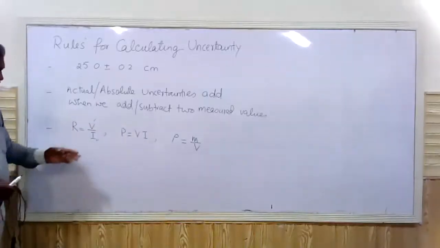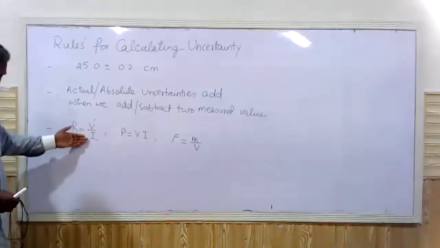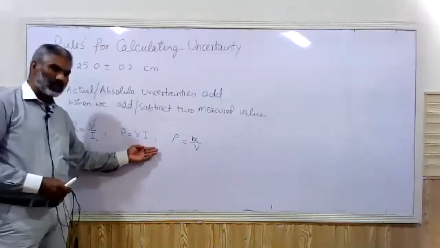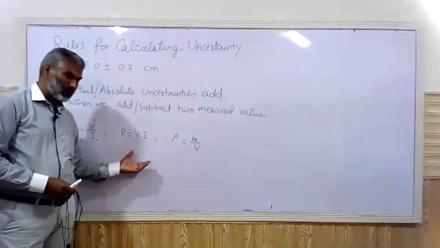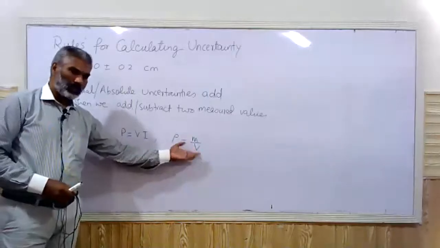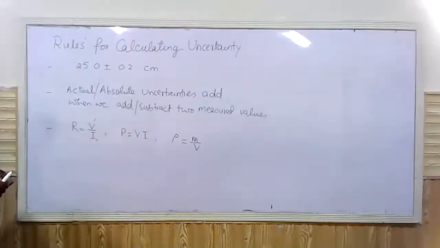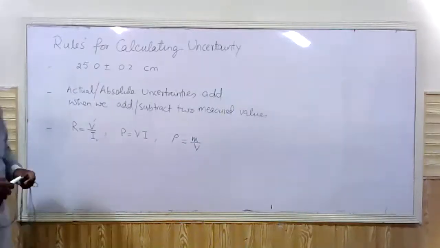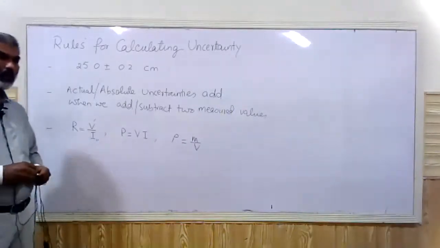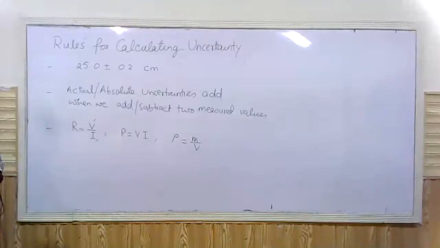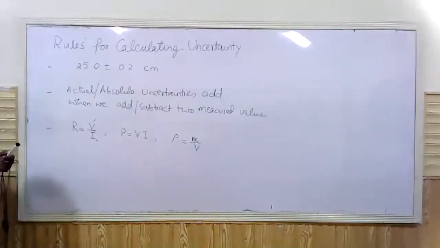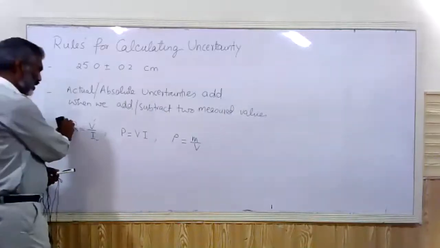The point is whether there are two quantities dividing or two quantities in the form of a product or a quotient in this manner, we have the same rule, and the rule is that we add their fractional uncertainties or percentage uncertainties. So we have another definition here, and let me quickly define that first, and then I'll come back to the rule again.